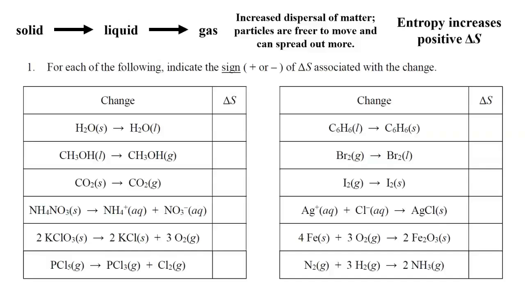Let's take a look at our first three examples in that table on the left. Changing from a solid to a liquid, that would be a positive delta S. Changing from a liquid to a gas would be a positive delta S. Or changing from a solid to a gas would be a positive delta S.